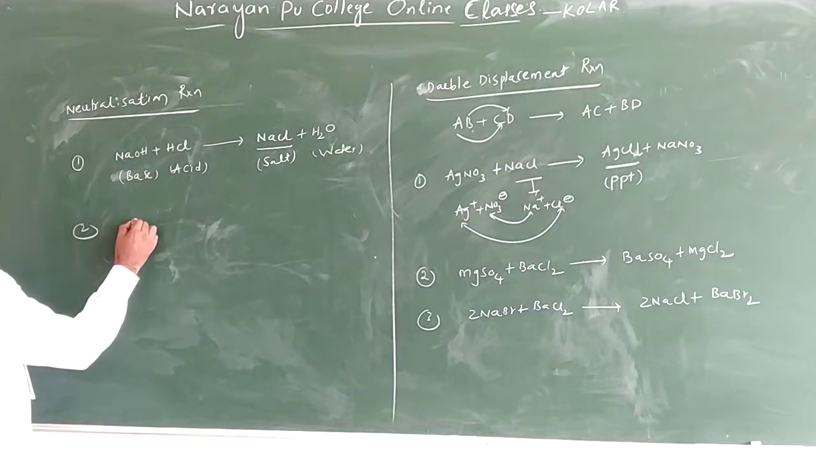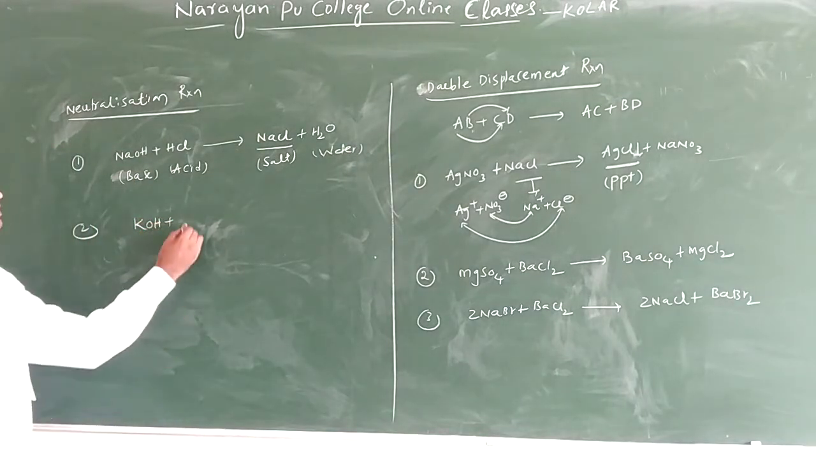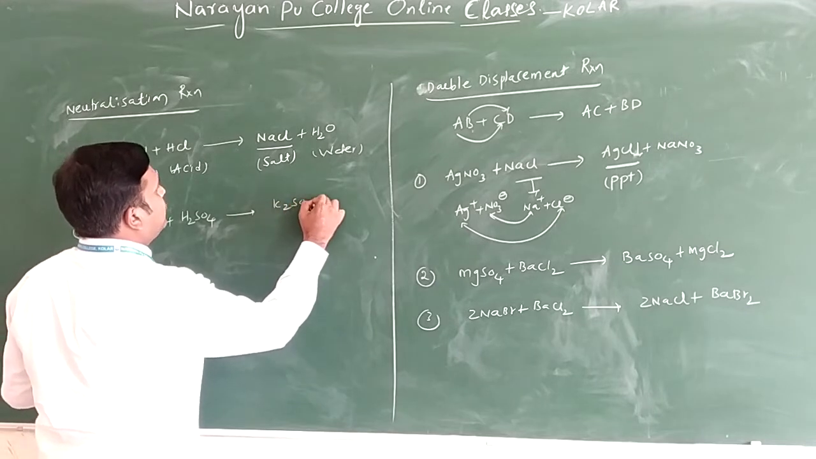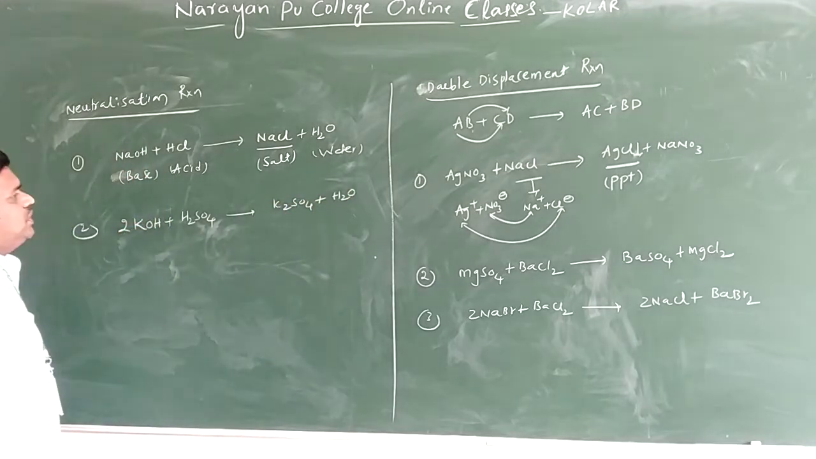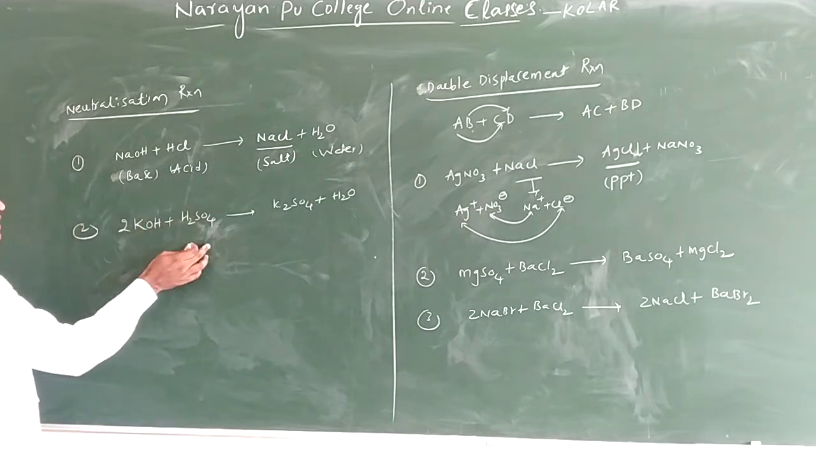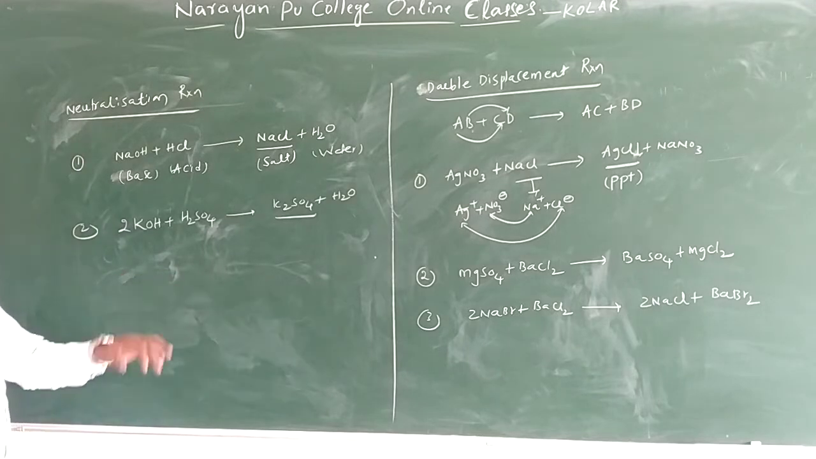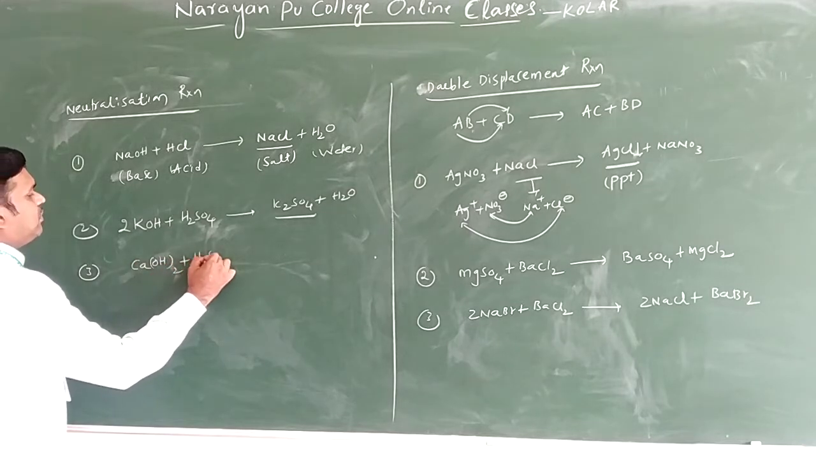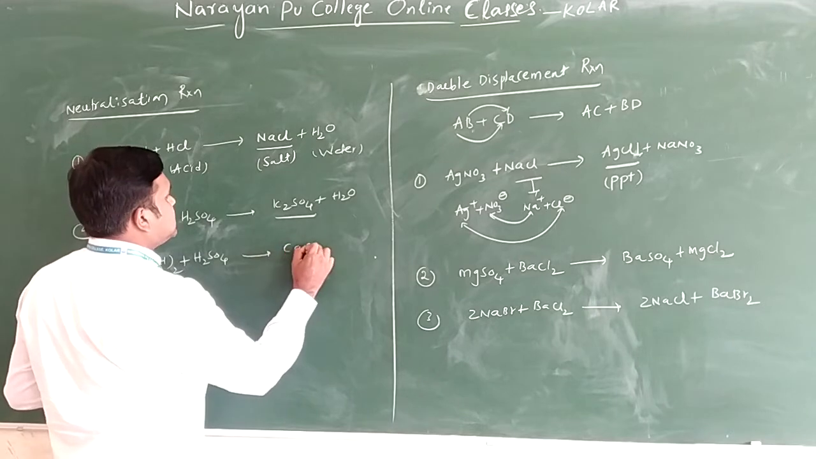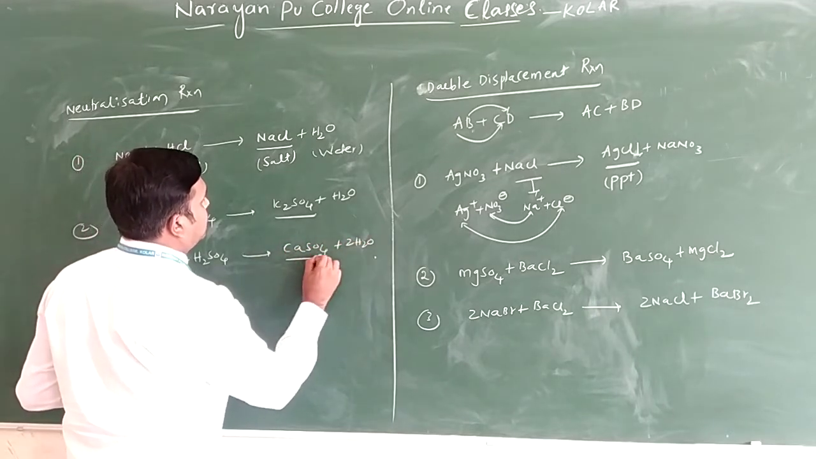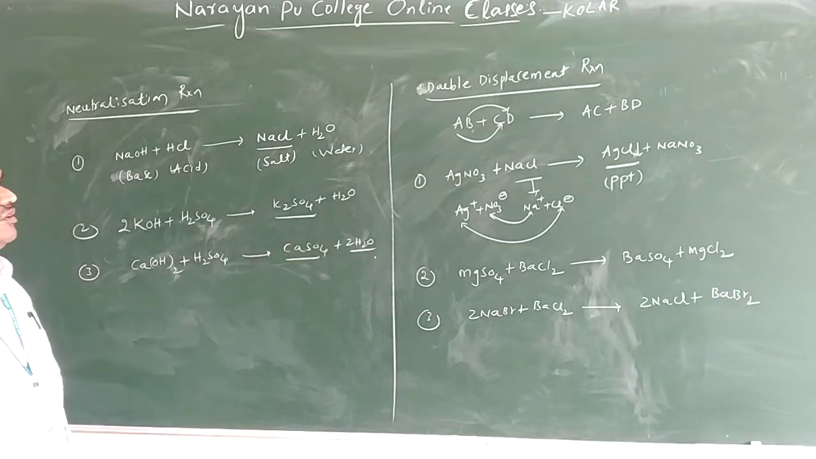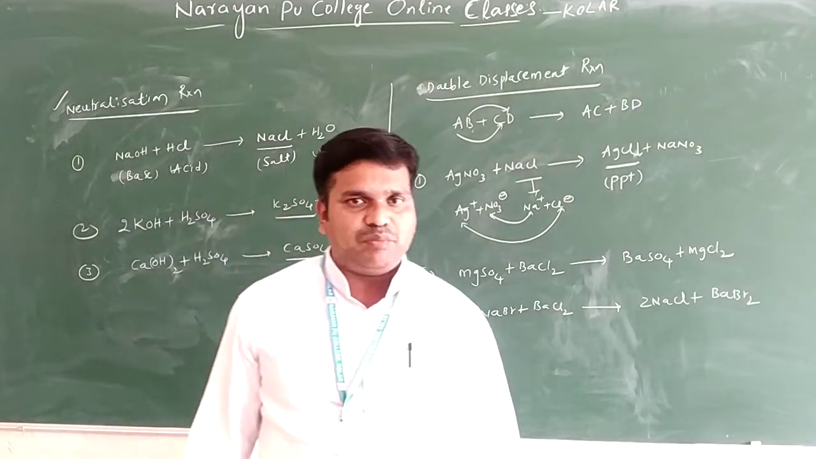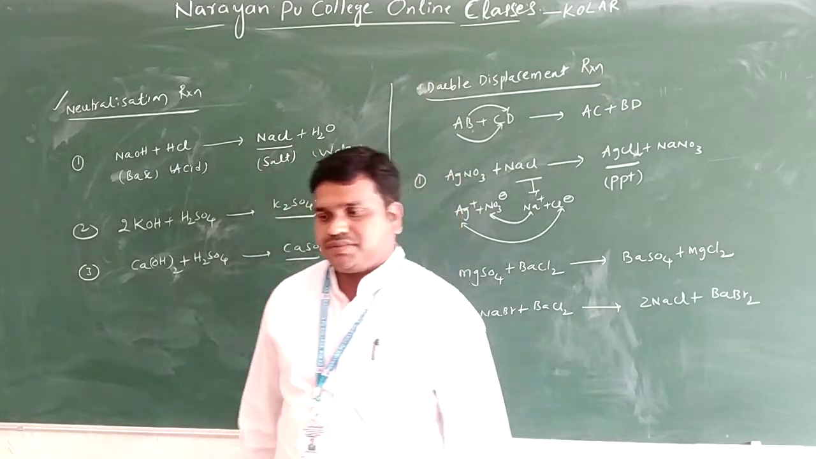This comes under neutralization reaction. Potassium hydroxide combines with sulfuric acid. You will get K2SO4 plus H2O, taking 2 moles of KOH. This is a base and this is an acid, sulfuric acid. It forms potassium sulfate with water. If you take calcium hydroxide, it combines with H2SO4 to form CaSO4 plus 2H2O. Here calcium sulfate is the salt, and water is formed along with it. These are examples of neutralization reactions. So this is regarding types of chemical reactions.